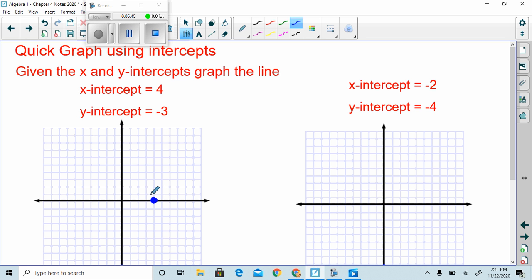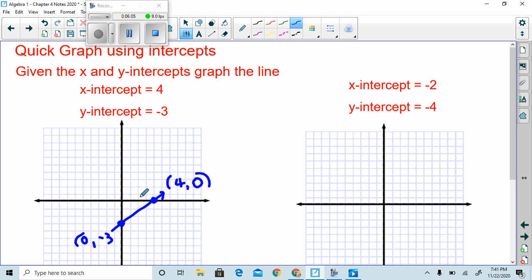It's a point on the x-axis. It's my x-intercept. My y-intercept is -3: 1, 2, 3, a point on the y-axis. The coordinates here are 4, 0. So when x is 4, y was 0, and then this one I have 0, -3.